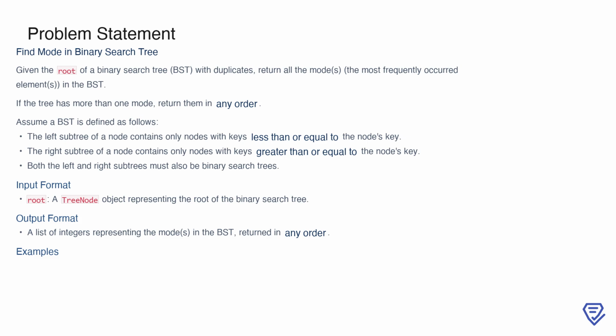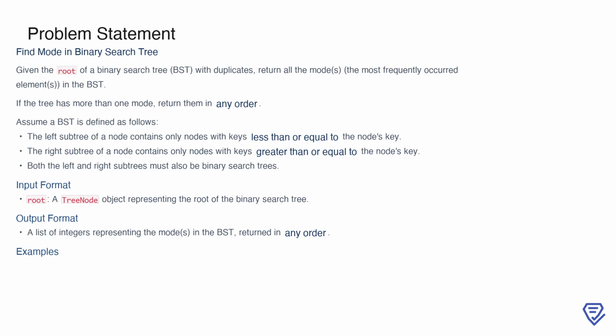Now, let's recall the properties of a BST. For any node in the tree, all the values in its left subtree are less than or equal to the node's value, and all the values in its right subtree are greater than or equal to the node's value. Both the left and right subtrees must also follow the same BST structure.